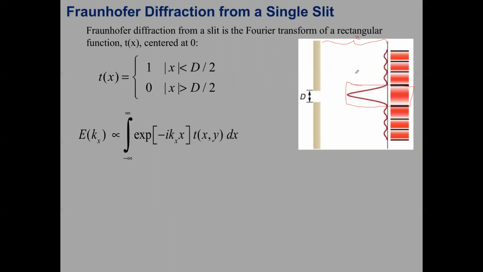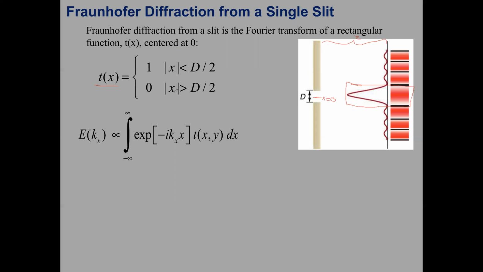So what I want to show you is that by using this Fourier transform method, we can predict the function describing this pattern. So the first thing we need is a simple function that describes our aperture. And so that's t of xy, or in this case, it's a one-dimensional problem, so it's just t of x. And basically, what we want is, we'll set the center of our aperture here. This is our origin, so this is x is equal to 0.